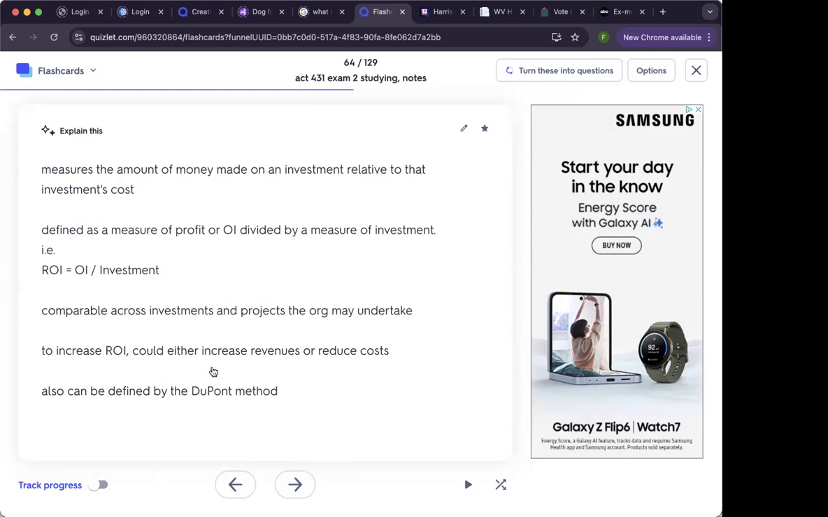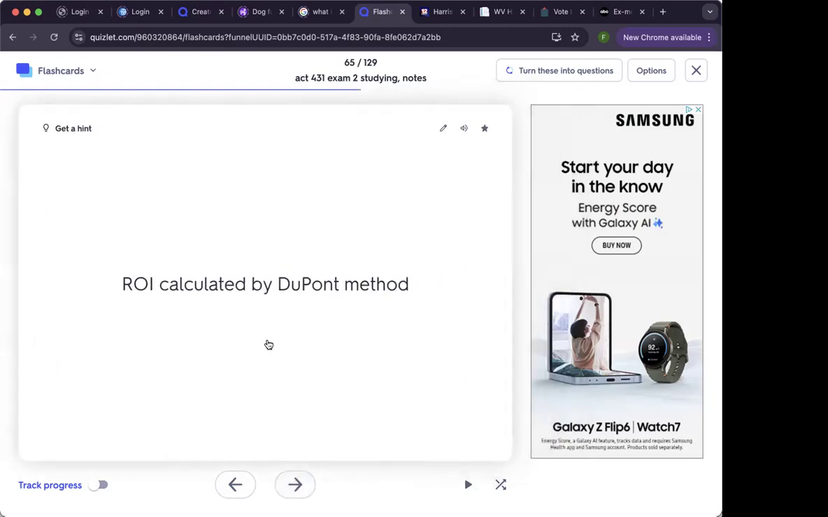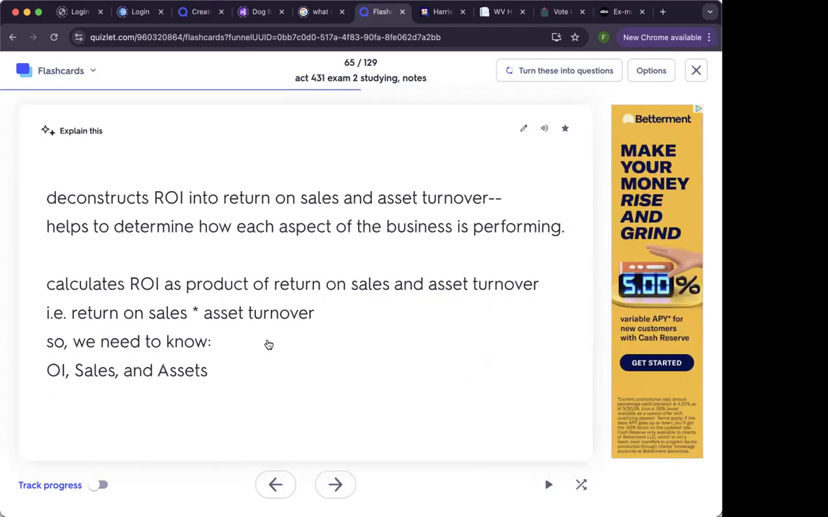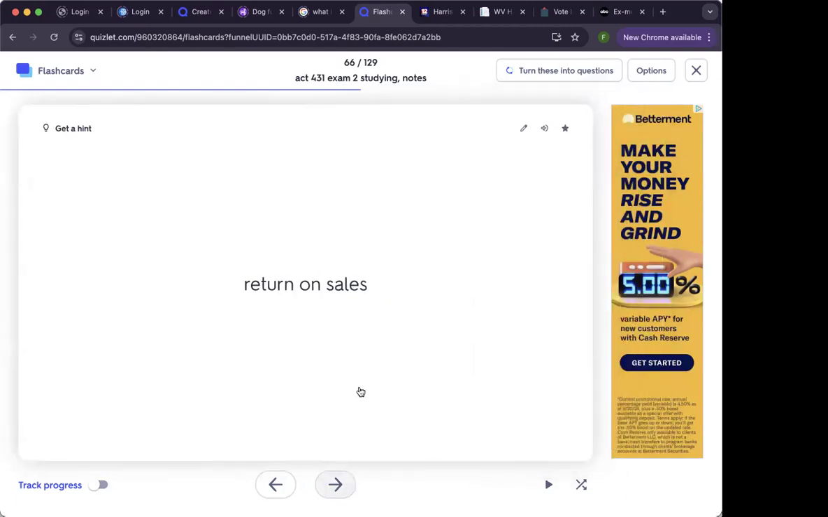Also can be defined by the DuPont method. So ROI calculated by DuPont method deconstructs ROI into return on sales and asset turnover, helps to determine how each aspect of the business is performing. Calculates ROI as a product of return on sales and asset turnover, i.e. return on sales times asset turnover. So we need to know OI, sales, and assets.